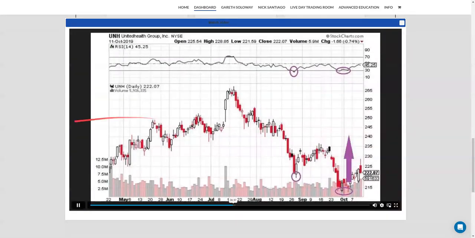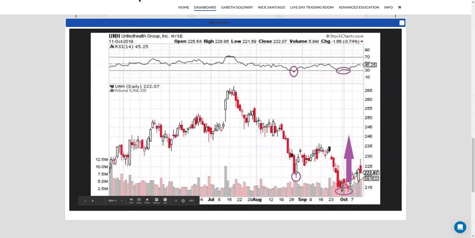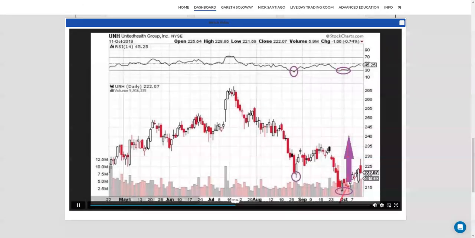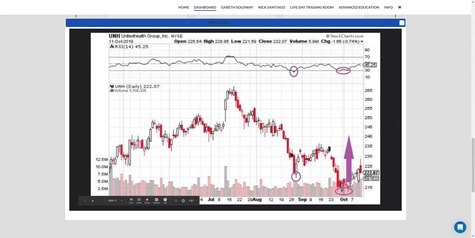All right, UNH. Let's take a look. So UNH, United Health. Here was a scenario. You had a low being made, and then you had a bounce, so it creates a little bit of a valley. That's fine. The distance between this pivot low and this pivot low is at least a month. That's good. You have an oversold RSI below 30. And now as you're making a new low, RSI is touching the 30 line and starting to inch up. This tells you to go long UNH.